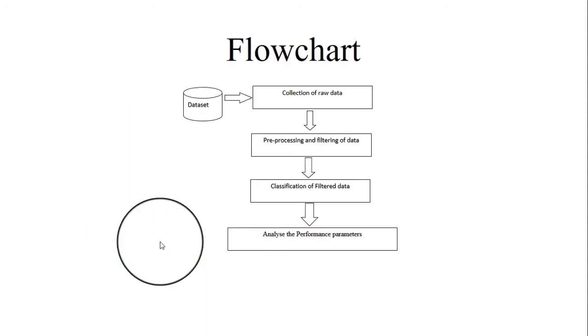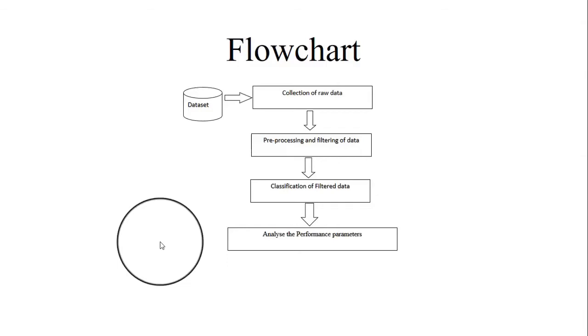Now, about the flowchart, that is the flow in which we need to proceed with this project. The first one is the collection of data. The data can be collected from various schools and universities, the previous student data, how their performance was, and what kind of factors can affect the performance of that particular student.